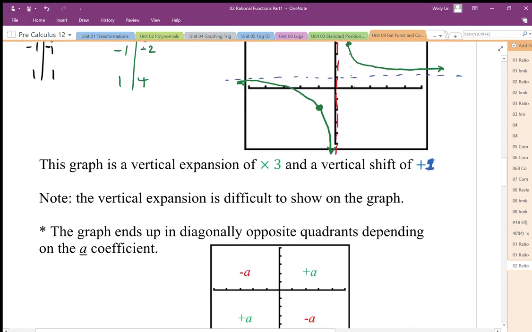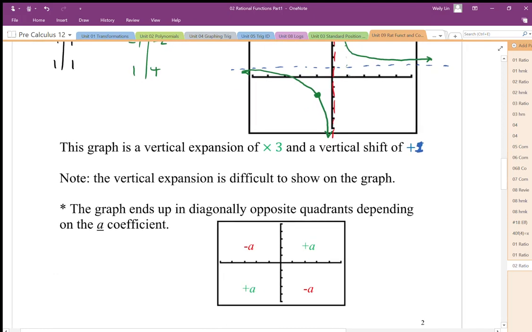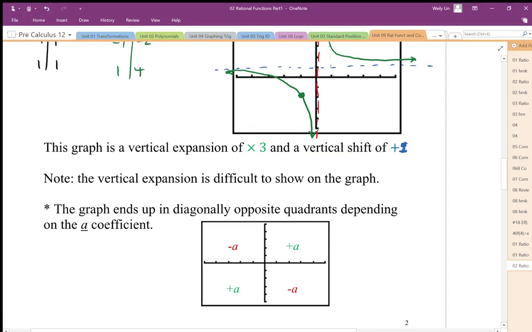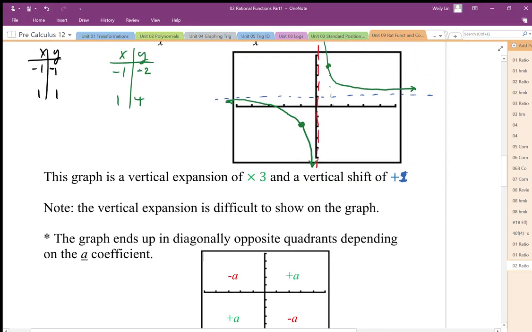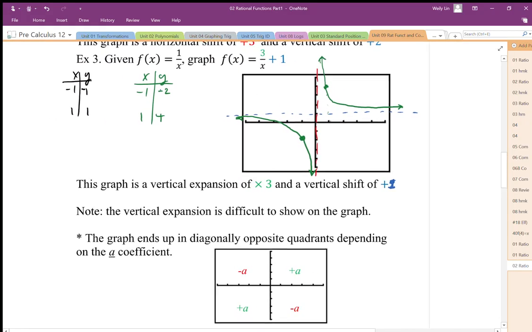So our positive expansions normally go in these quadrants, and our negative expansions mean we're going to flip. So the graph is going to look like that. Okay, so that's what a vertical flip would look like, and that is affected by that A coefficient, and we'll see how that affects our graphs later on as well.